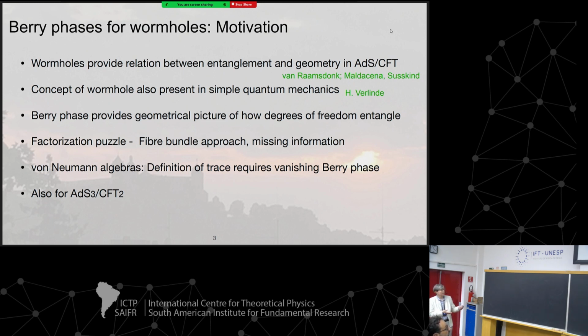In particular, the Berry phase provides a geometrical picture of how degrees of freedom entangle in particular quantum mechanical systems. This can be used to study, for instance, the so-called factorization puzzle, which in short is that if you have two CFTs that are not interacting, then they should have a Hilbert space which is just the product of the two Hilbert spaces of these two CFTs. However, if they are located at the two sides of an eternal wormhole, then on the gravity dual side you should have a non-factored Hilbert space, and that seems to be contradicting the proposals of ADS-CFT.